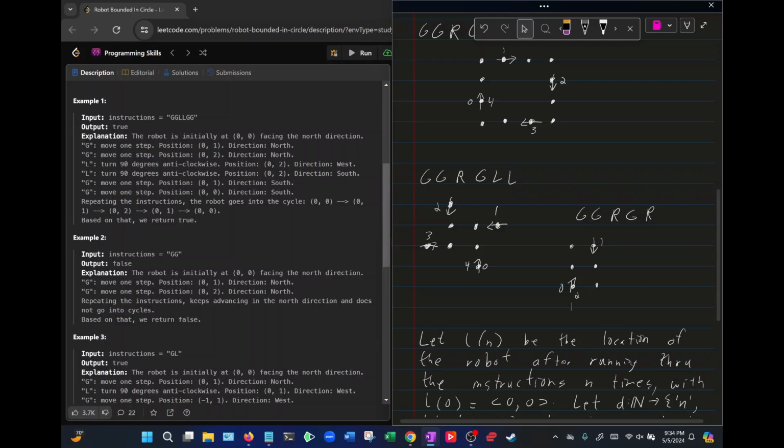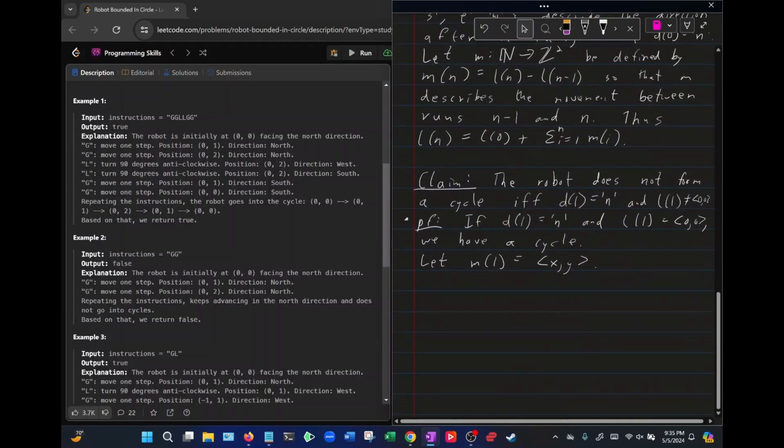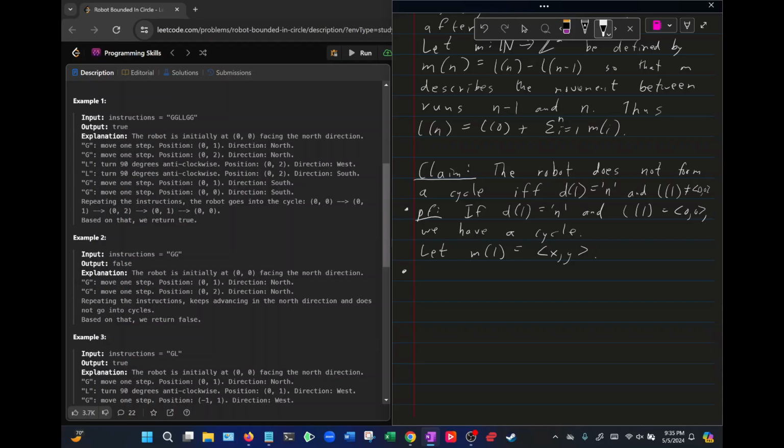And so we can see that the movement between steps 1 and 2, to get that, you basically just take the negative of the first movement. So let's write that out here. Suppose D1 equals S, then M2, we know M1 is (X, Y), M2 is going to be (negative X, negative Y).